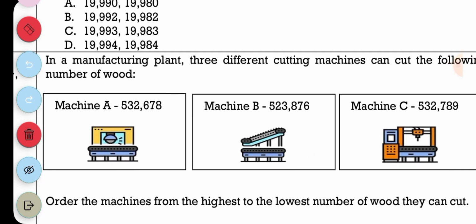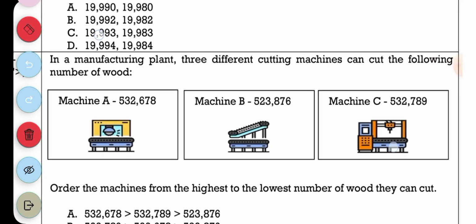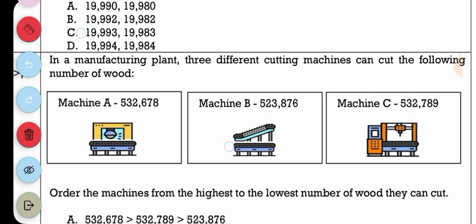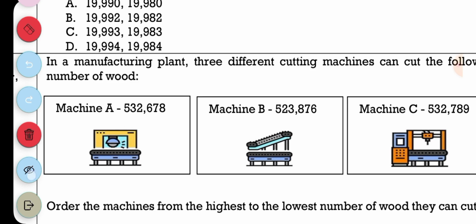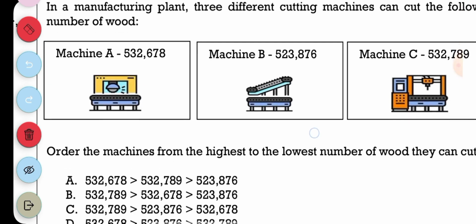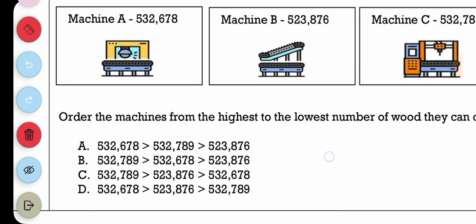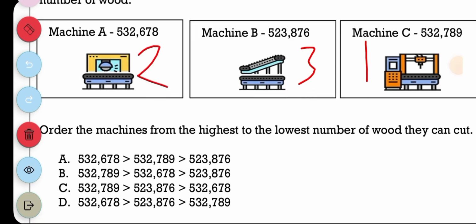Question 3. In a manufacturing plant, 3 different cutting machines can cut the following number of woods. So we have 532,678, 523,876, 532,789. And we are being told to order from the highest to the lowest number of wood they can cut. So this is the right order in which they should be arranged.